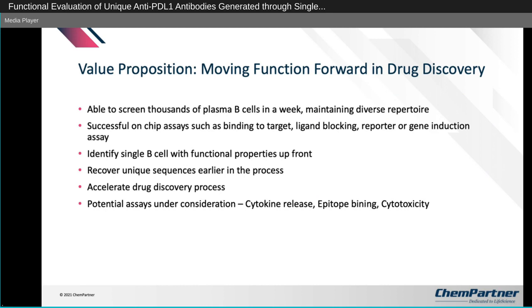So really what we find as having the most value for this platform is being able to move function forward in the drug discovery process. So on the Beacon chip, you're able to assay for target-specific binding as well as functional properties within the channel or within the pen. In the next couple of slides, I will show you some examples of assays that we have developed on Beacon at ChemPartner. Some of the other assays we are considering on this platform include cytokine release, epitope binning, and cytotoxicity.